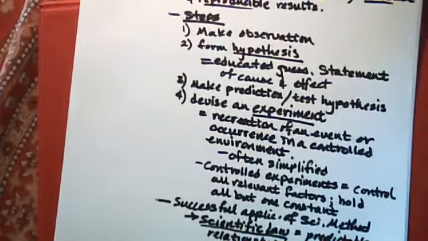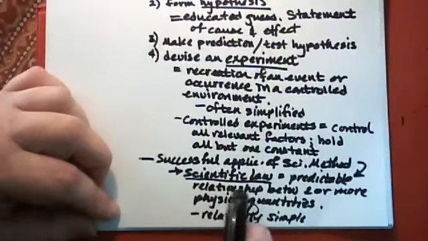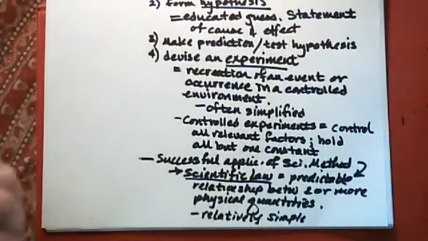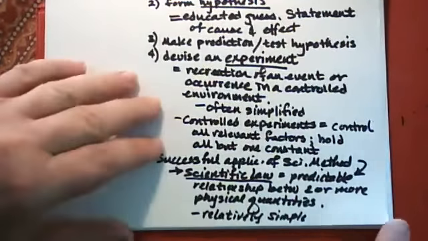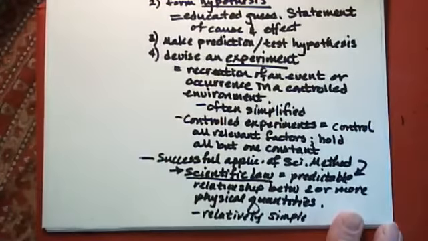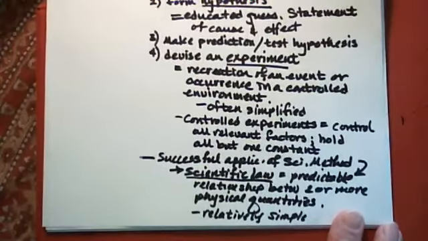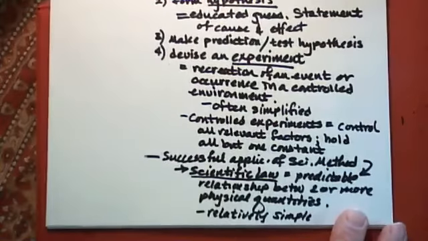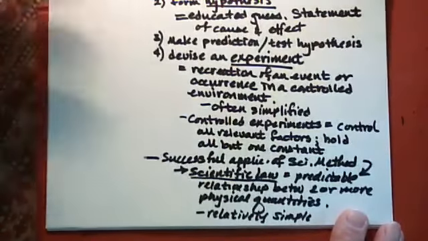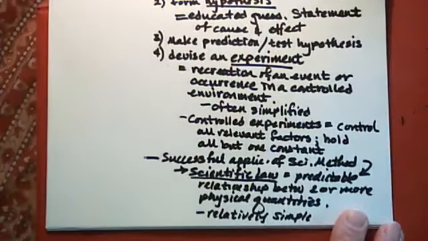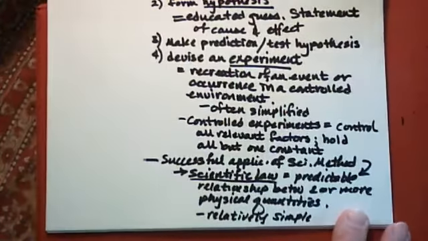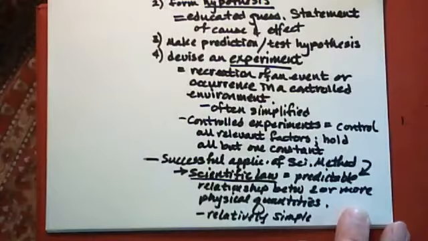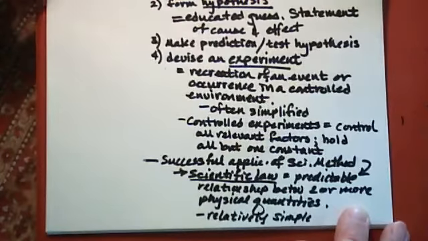A scientific law is a relationship between two or more physical quantities, and scientific laws tend to be relatively simple. Like the law of conservation of mass in chemistry, it just means that when you have a chemical reaction, the total mass of the products has to be the same as the total mass of the reactants. That's a relatively simple, straightforward relationship. And so laws do tend to be relatively simple and straightforward, and also very well accepted.